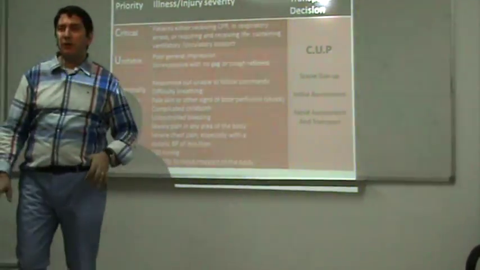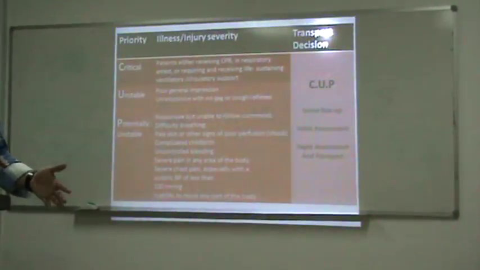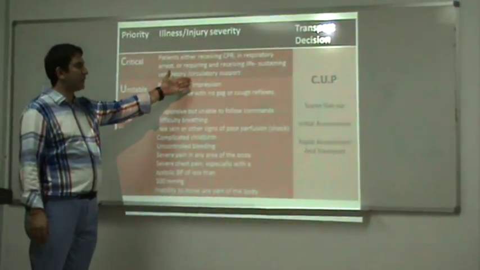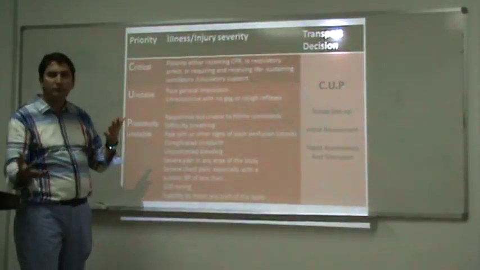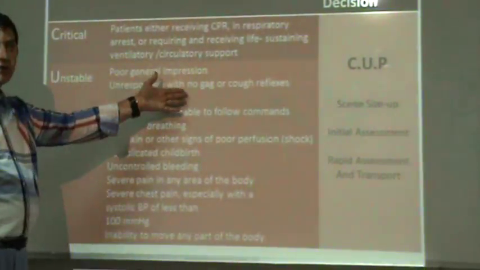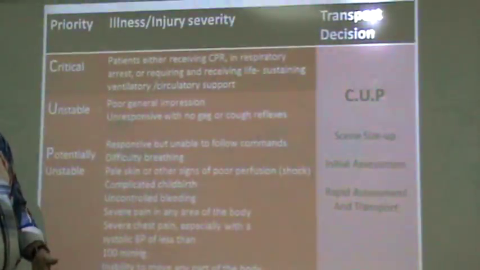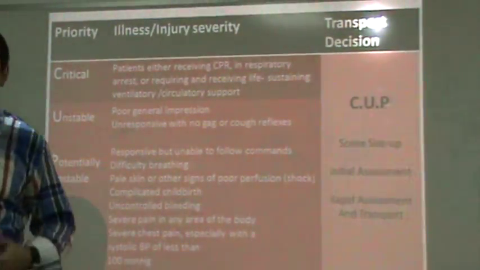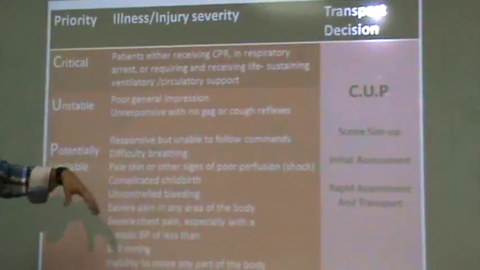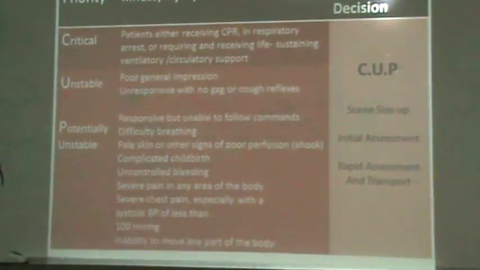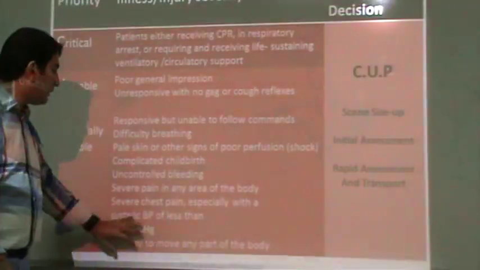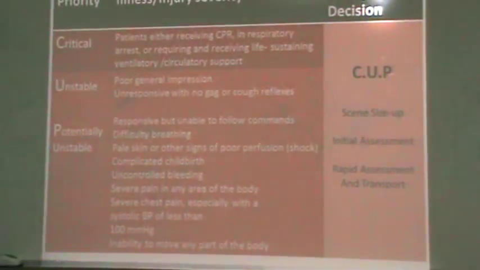In a critical situation, the patient requires CPR. The patient is usually unconscious, cannot breathe, has a ventilation problem, or needs circulation support. Unstable means it's getting worse by time. This person cannot respond to reflexes. If you put water in their mouth, they don't gag. Potentially unstable is responsive but unable to follow commands. He responds to gags, but if you tell him to do something, this person cannot do it or will not do it. There are many examples mentioned about potentially unstable.